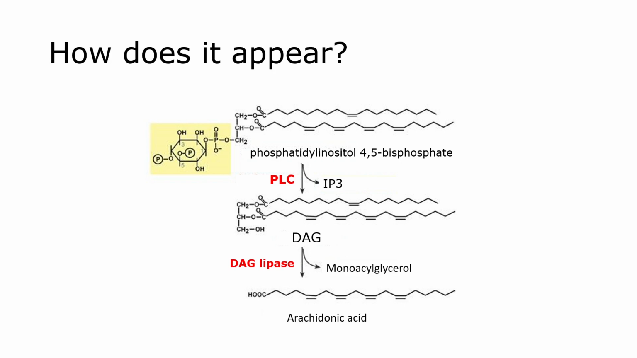After that, our diacylglycerol is transformed by DAG lipase either into monoacylglycerol or arachidonic acid. And arachidonic acid, as you know, can be transformed into prostaglandins or leukotrienes. Well, it depends on the enzyme.